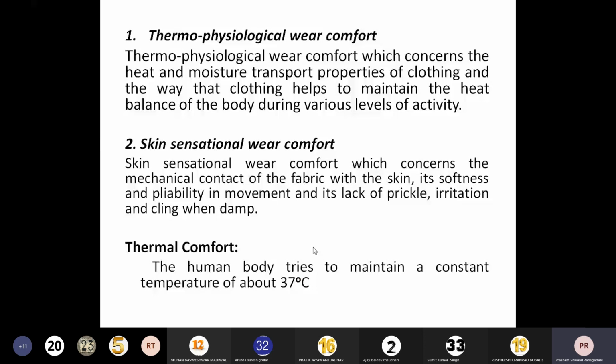thermopsychological wear comfort, and it is concerned with what? The heat and moisture transport property of your fabric, of your cloth or your clothing. And the way in which your fabric, cloth or clothing will help to maintain the heat balance of your body for various activities and various levels of activity. Various levels means different kinds of activity, running, sitting, cycling, etc. Okay. So this is the term about thermopsychological wear comfort.